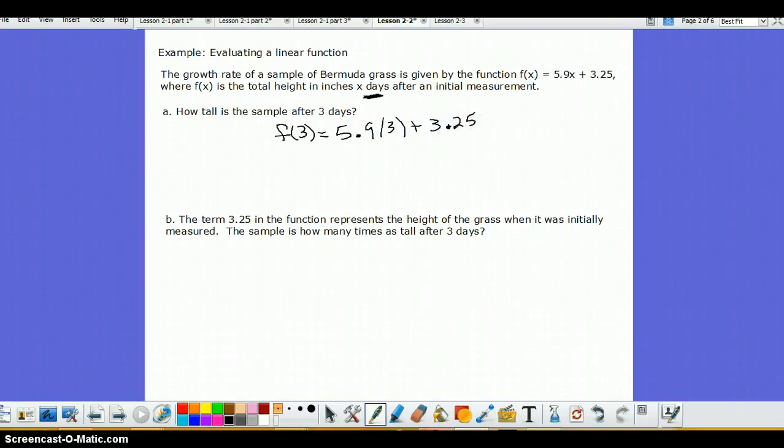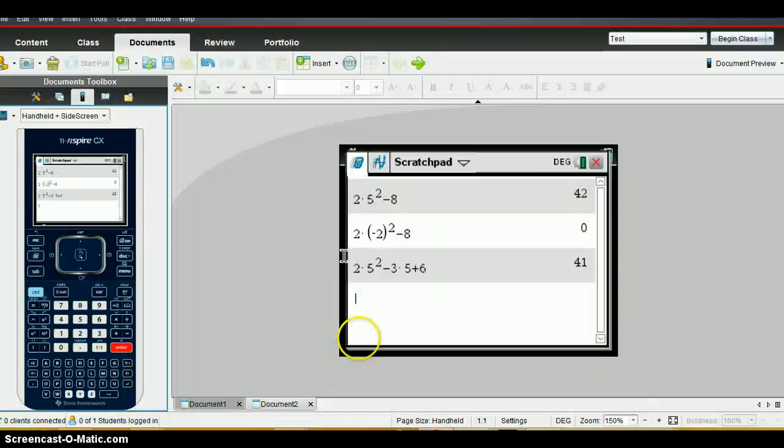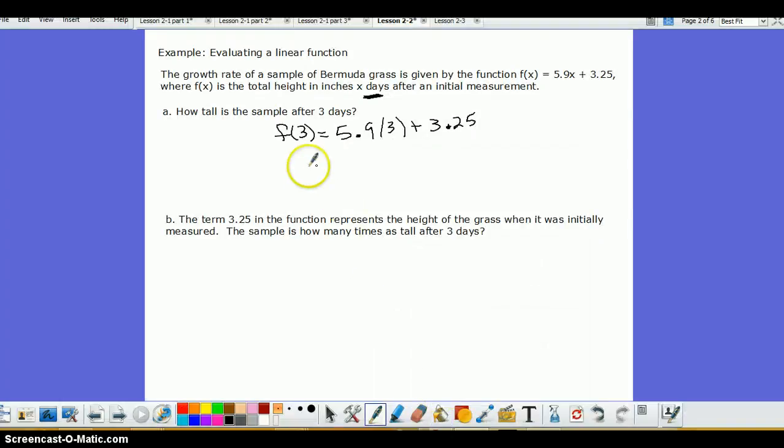So that's 5.9 times 3 plus 3.25. So if at this point you want to use your calculator, go for it. So 5.9 times 3 plus 3.25. And it is 20.95. So this is going to be 20.95. I don't know, is it inches? Yeah, inches. So 20.95 inches after 3 days.